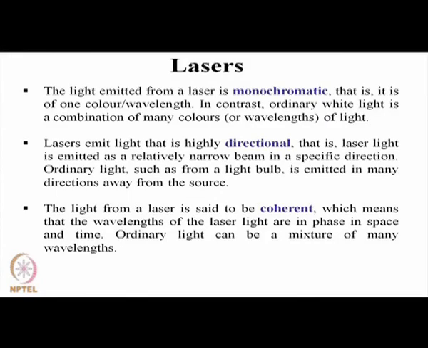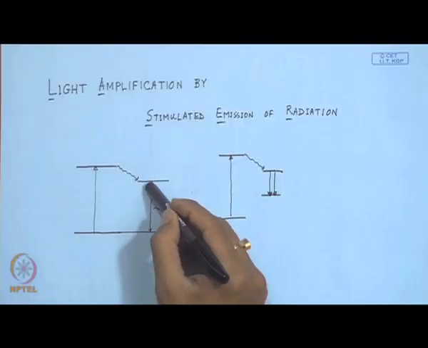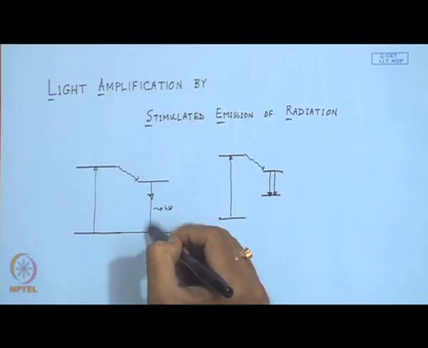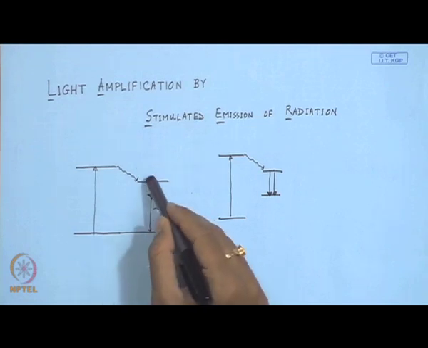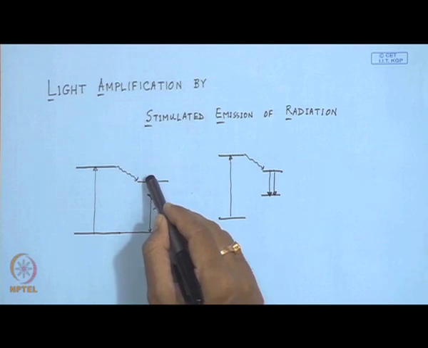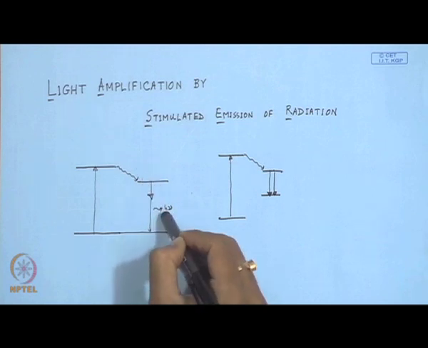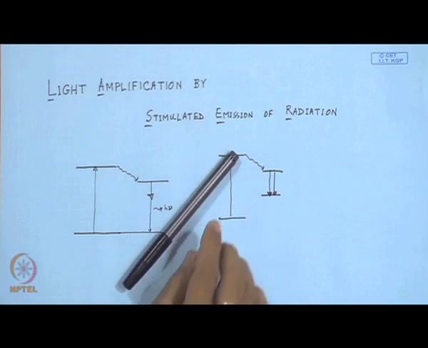And lasers emit light that is highly directional. Why highly directional? Because as I told you earlier, because of this spontaneous emission probability, this comes down to here giving rise to a photon, and if you can have this photon within a pair of mirrors, then what will happen?